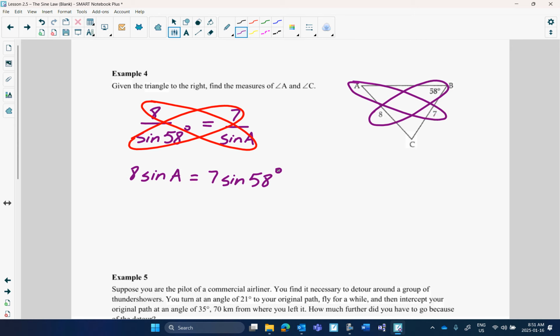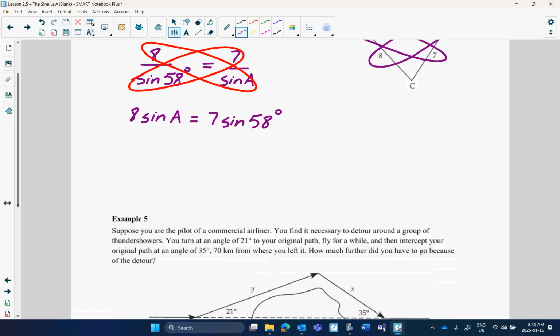Well, let's get rid of the 8 first, because that's actually furthest away from A. The sine is right beside it. Remember, this is connected by multiplication, so to get rid of it, I have to do division. So once I do that, I'm going to have sine A by itself, equal to sine 58 degrees divided by 8.